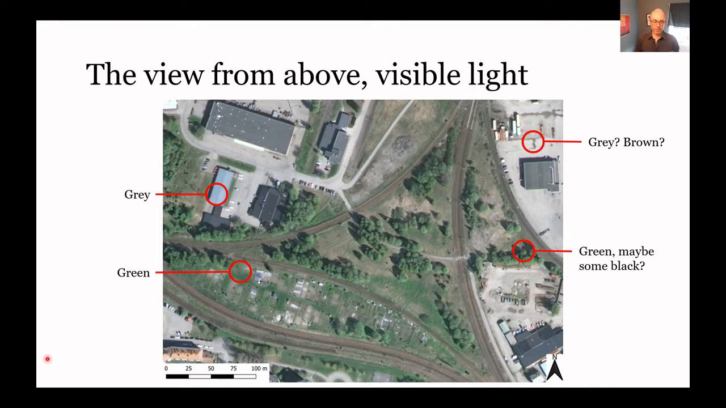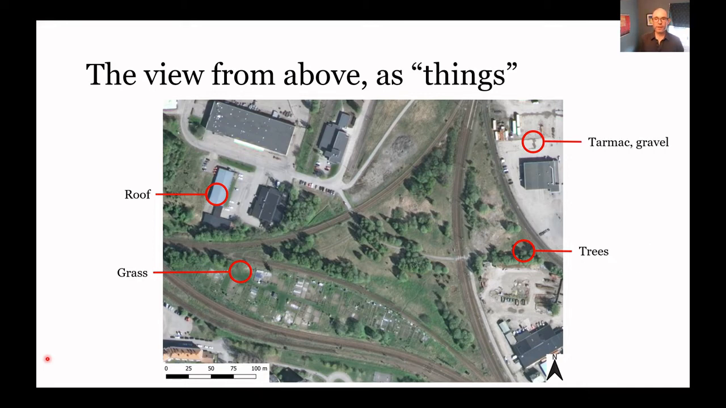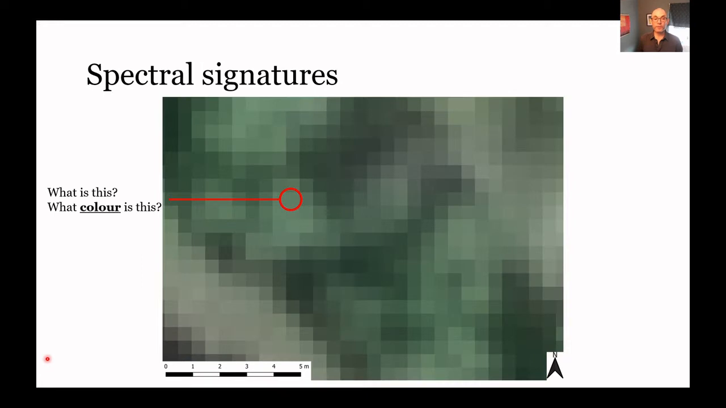But I mean, we're not really interested in the colours, certainly not in terms of remote sensing and GIS. I mean, we might be interested in the colours if we're an artist, but let's just for a moment say that that's not what we're interested in. What we're interested in is what's actually there. We want to translate the colours into things, things that we're actually interested in mapping. So how do we do this?